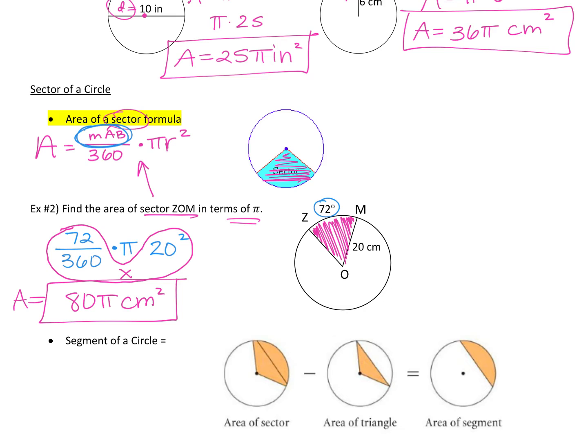When it asks for the measurement, that's the angle, like in degrees, right? If it asks for the measure of arc ZM, it's 72. But the length is the whole formula. The length is the formula from yesterday. The area is the formula for today.